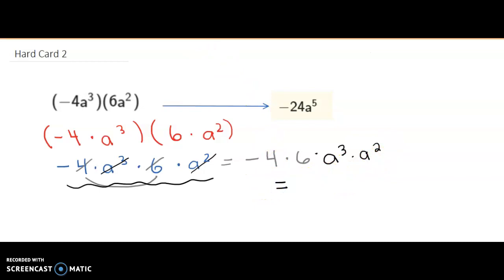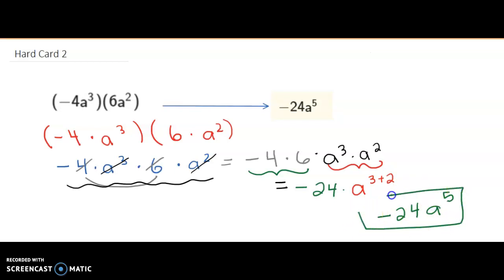Well, notice the reason I did this is because these are right next to each other. Well, those are just numbers, so we can multiply those together. So 6 times -4 is -24 times a to the 3rd times a squared is just a to the 3 plus 2 power. So our final answer then would be -24. A to the 3 plus 2 is 5th. So once again, -24 a to the 5th.